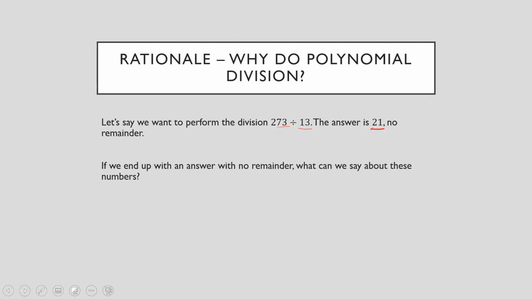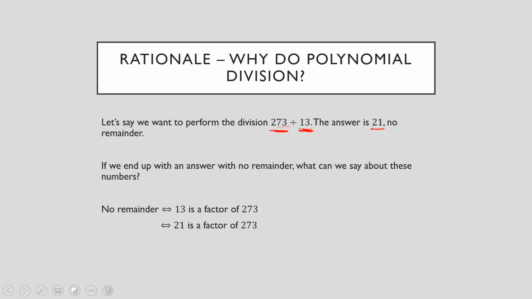Now, if we end up with no remainder, if it divides evenly, what can we say about these three numbers that we've got in our problem? Well, we can definitely say that if there's no remainder, 13 is a factor of 273. That's what a factor means. It means when you multiply an integer by another integer, you get your original number back. So 13 is a factor of 273 because 13 times 21 is 273.